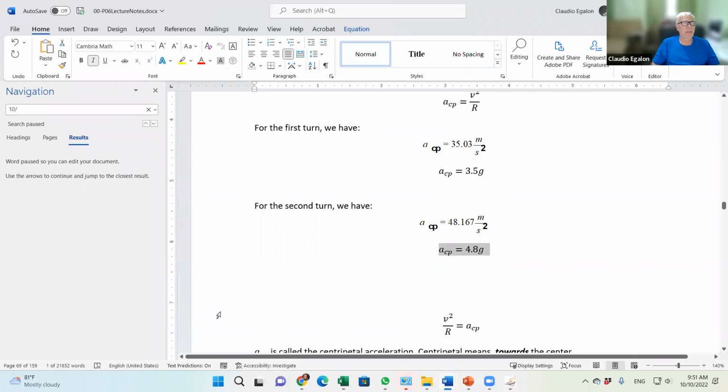So those athletes must be trained to sustain these types of acceleration. It's like dealing with 5 times your weight. That's what it's all about. Here's almost 5 times your weight. Here's 3.5 times your weight.